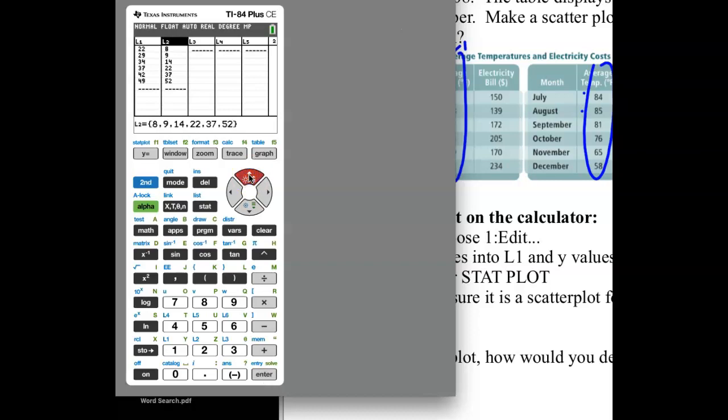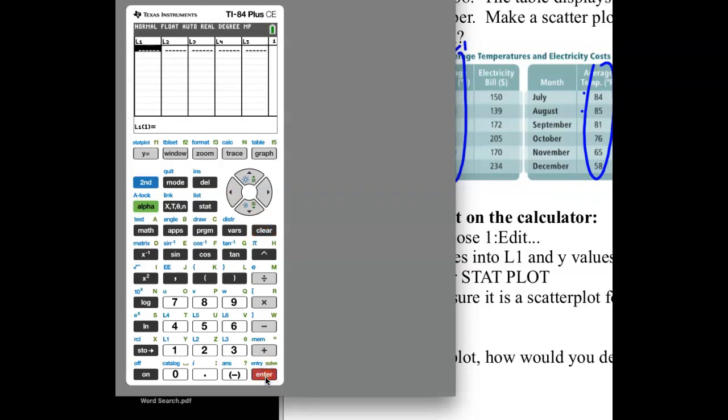This is called list 2. And we want to hit the clear key, which is right here underneath our arrow keys. We want to hit clear and then hit the enter key, and it's going to clear out that data. Okay, now I'm going to move up again, this time over to list 1. Again, I'm going to hit the clear key. And when I arrow down or just hit enter, it's going to clear that list.